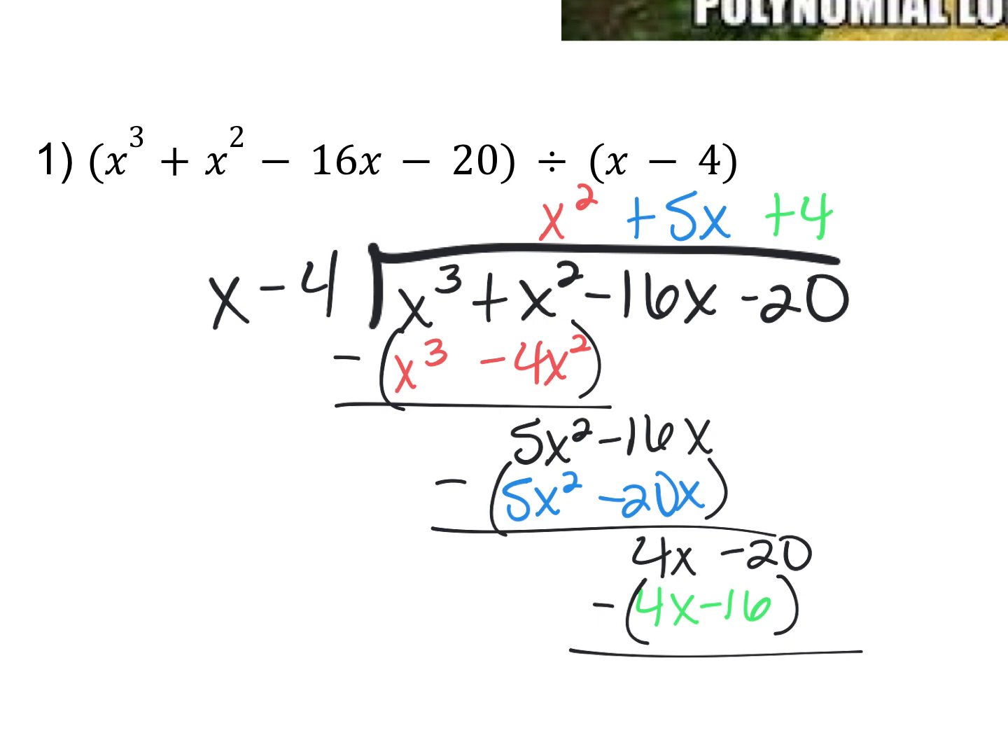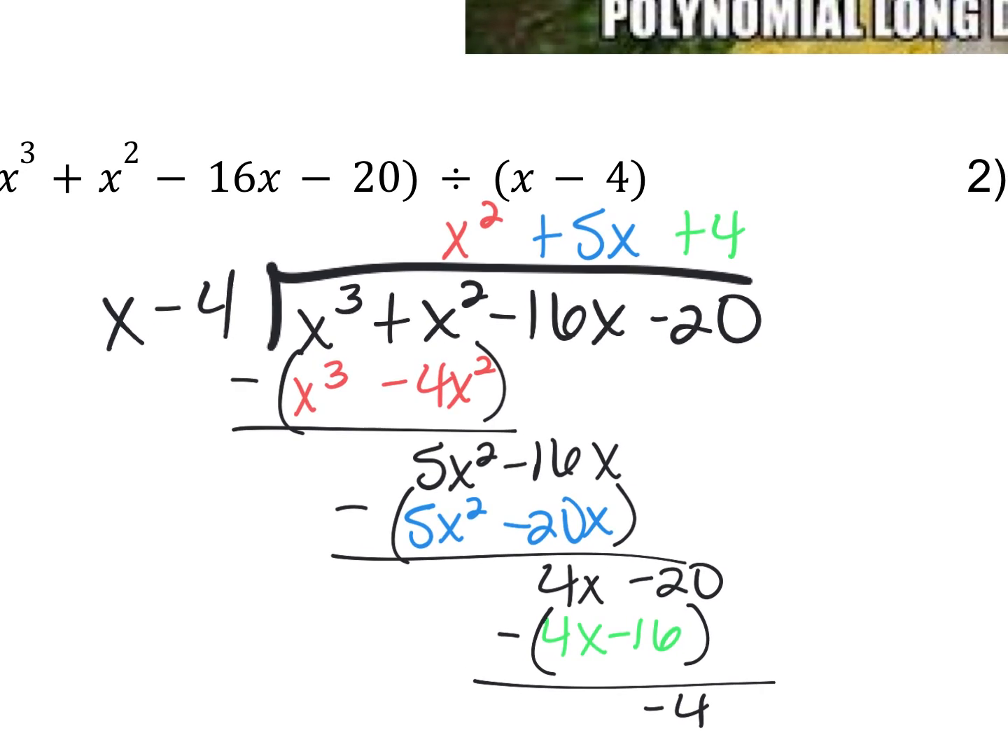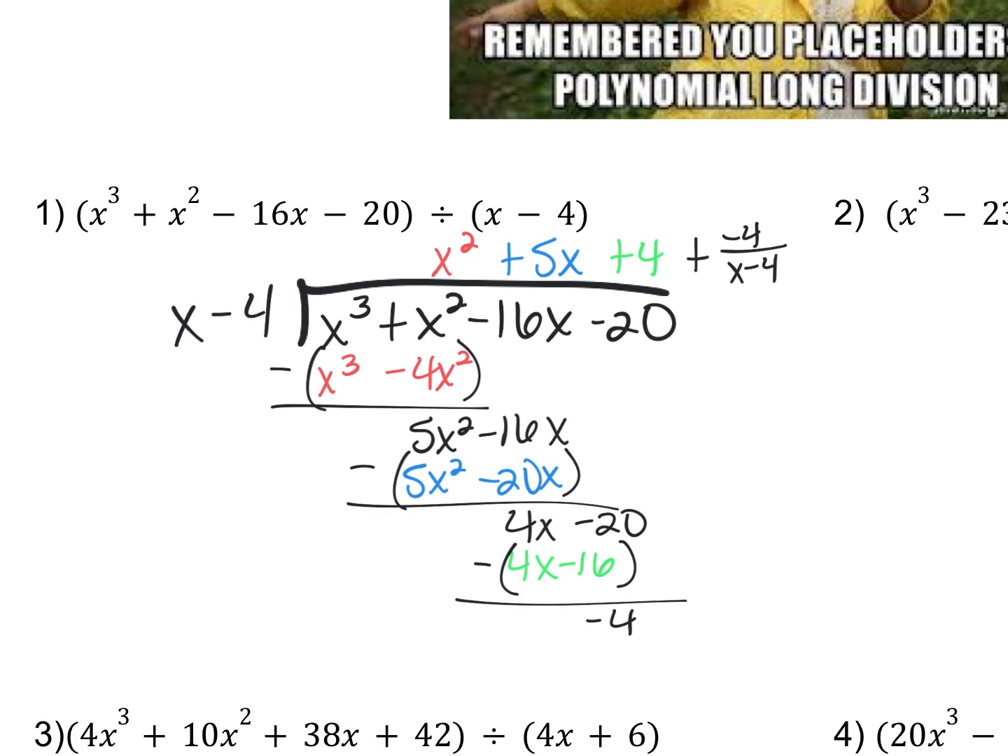Then you would get the remainder of, I think that's negative 4. So you would write it as plus negative 4 over x minus 4. Long division. Not that bad. It takes a little while, but you'll be all right.